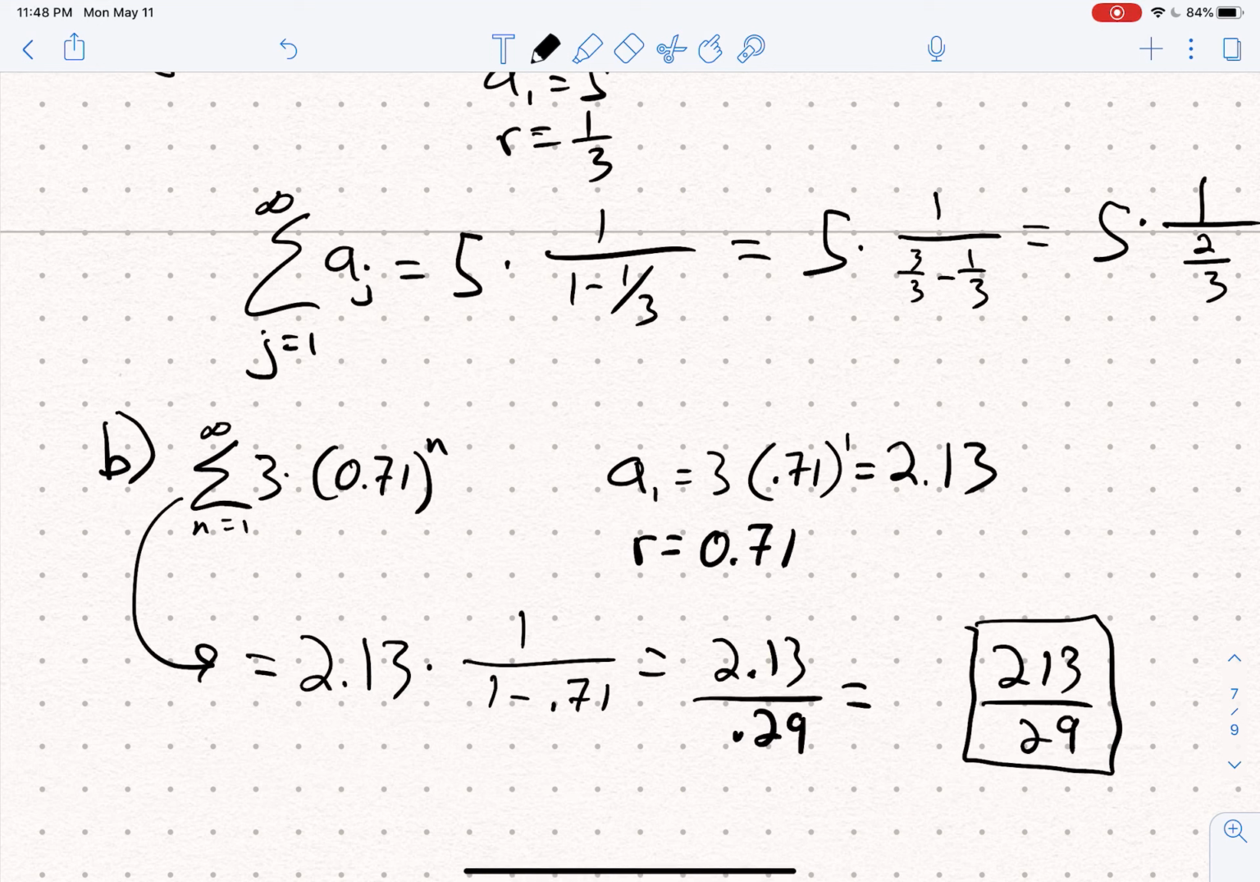Okay, on to part C. So, for this one, let's grab a copy of it. The first question, I guess, is this a geometric series? 500 minus 100 plus 20 minus 4. And the question is, as we move from one term to the next, do we always multiply by the same thing?